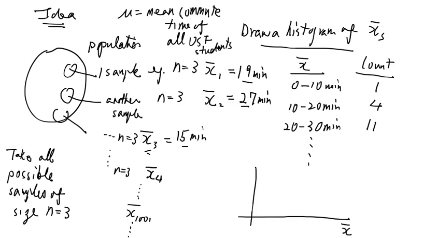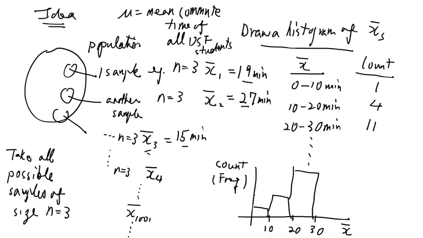So the x-axis this time is sample mean, x bar, right? Because all these numbers are sample means. And the y-axis is count or frequency. Then you can do your markings. So this is 10, 20, 30. Then you can do your bars. The first bar is just 1. The second bar is 4. The third bar is 11. Okay, so on and so forth.